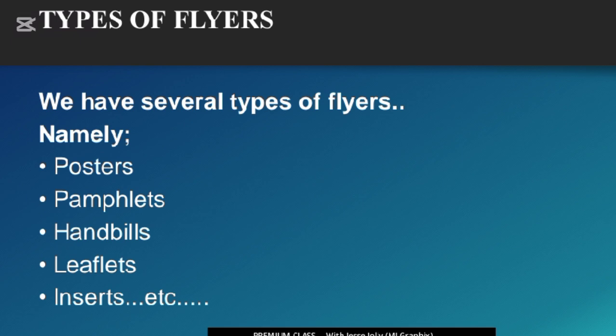Handbills are smaller than pamphlets. They are very small, let's say A5 size, half of A4. That's mostly what we call handbills. The leaflet is almost the same thing as handbills, but they have higher quality and are also small. And lastly, inserts are advertisements placed inside another publication, let's say a magazine or newspaper. All those advertisements that you find inside a magazine or newspaper are inserts.